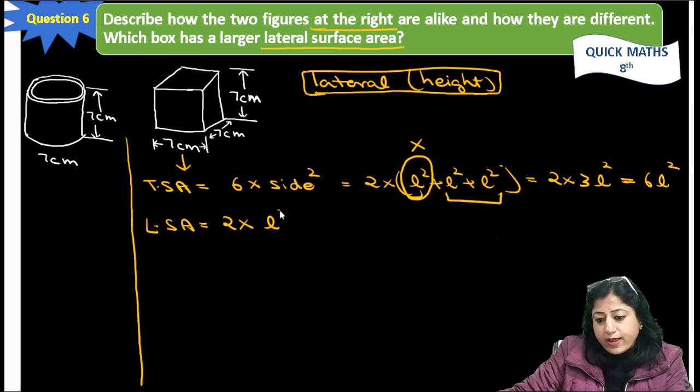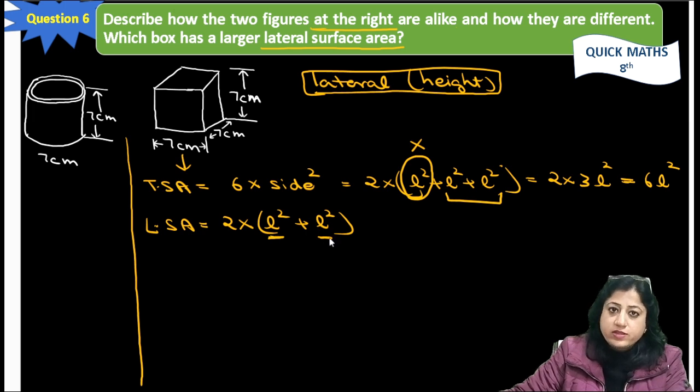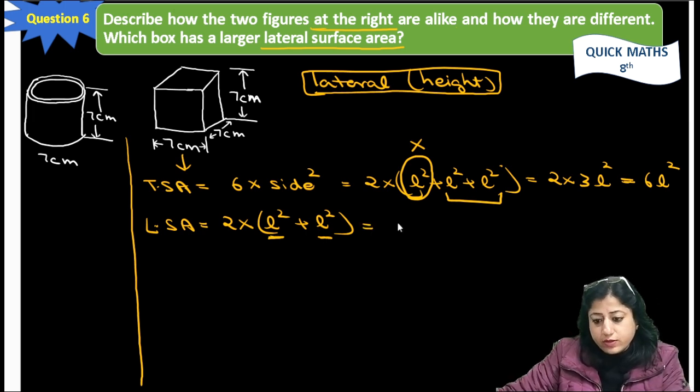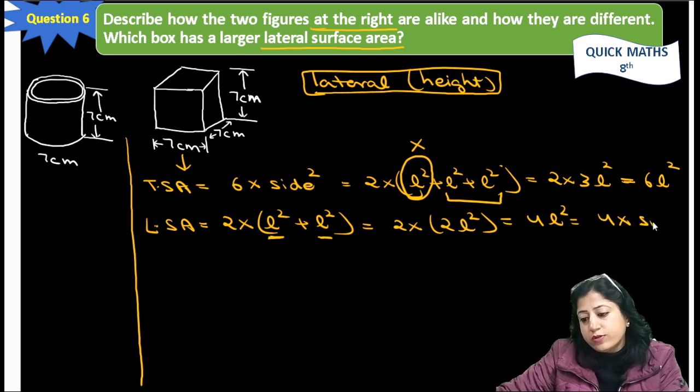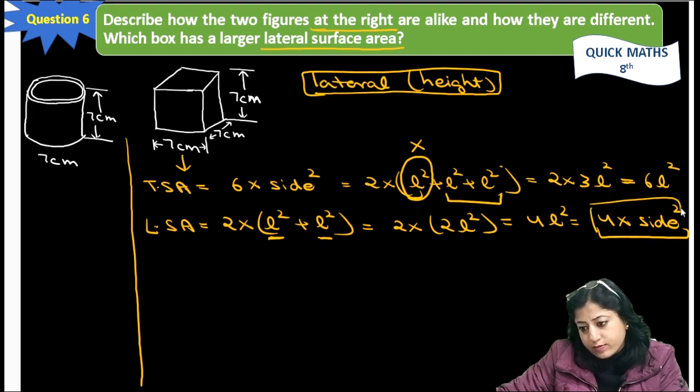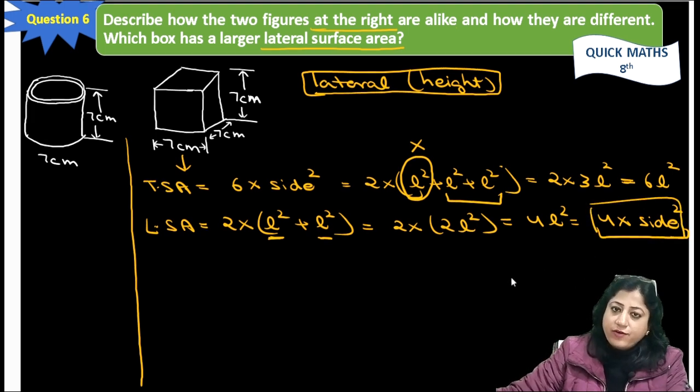twice into L square plus L square. This is about the height portions, two opposite faces of heights only. So twice into 2L square, this will be 4L square, or we can say 4 into side square. So this is how we can obtain the formula for lateral surface area when we consider the height faces only. It is 4 into side square.